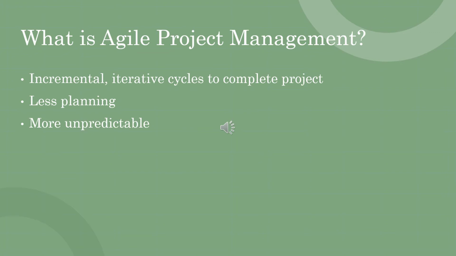Agile project management is completed in incremental, iterative cycles. There's less planning upfront for agile project management. Agile project management is used when there's more unpredictability or uncertainty in the project. This type of project management is based on requirements put in the product backlog. Each iterative cycle is planned for one at a time, and this type of project management allows changing the scope and deliverables of the project throughout the life cycle of the project.